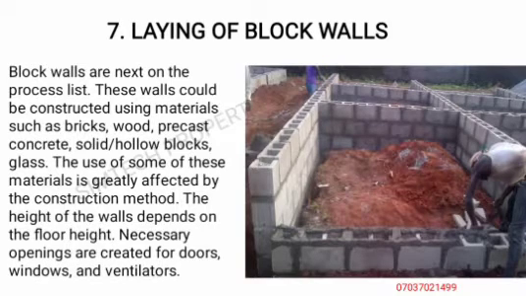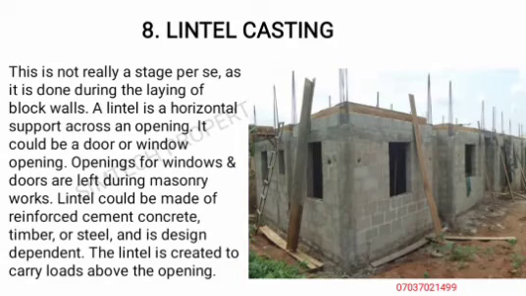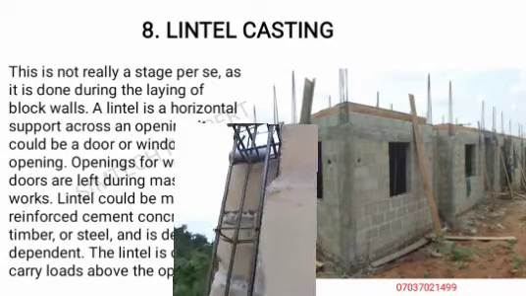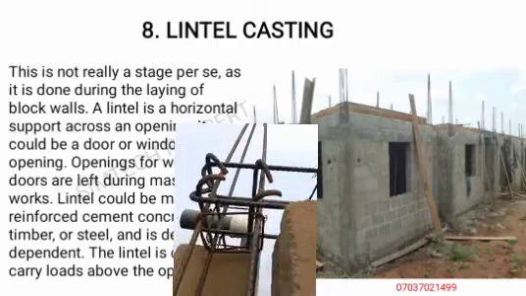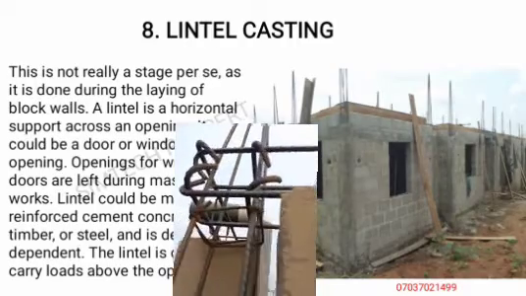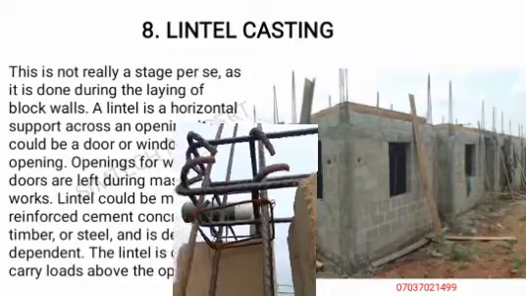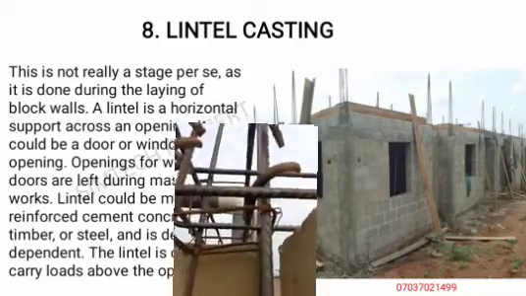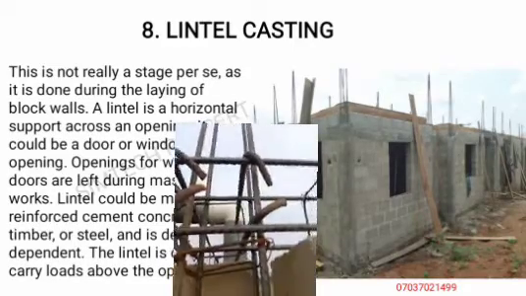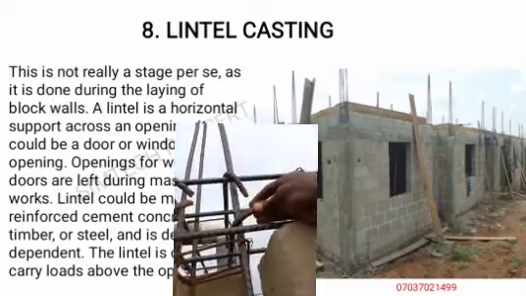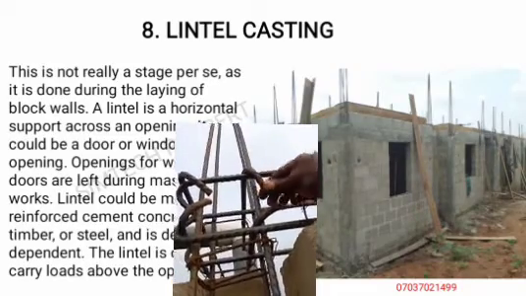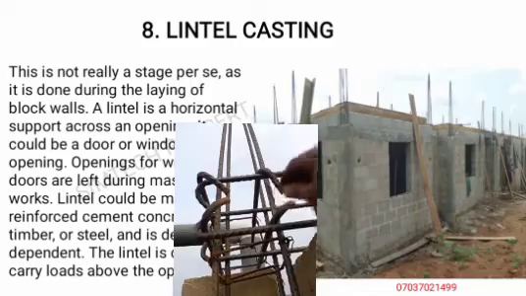It's a good block, a block that is well molded. Okay, number 8 is the lintel casting. As you can see, when you start molding a block, the next one, when you get to the top, is called lintel casting. This is not really a stage per se, as it is done during the laying of block work. A lintel is a horizontal support across an opening.